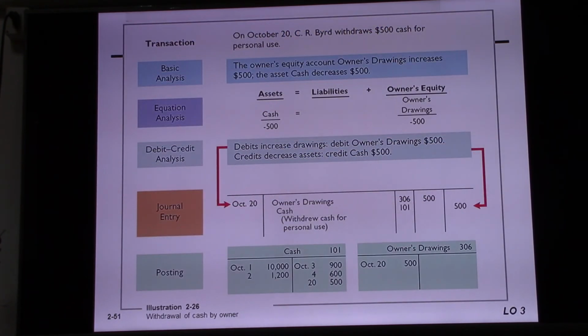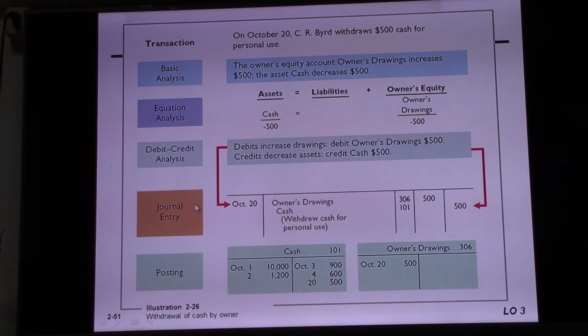On October 20, Bird withdrew $500 cash for personal use. So the owner's equity account will decrease through owner's drawing. Our owner's drawing increases, and when owner's drawing increases, it causes a decrease in owner's equity by this value, as you see here, $500, by a negative sign. And since we withdrew $500 cash from the business, assets as cash decrease by the same value, $500.